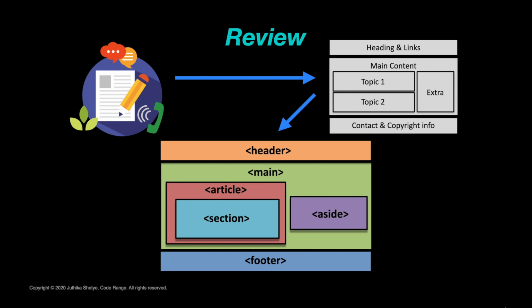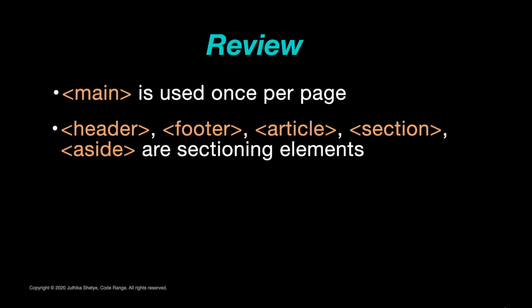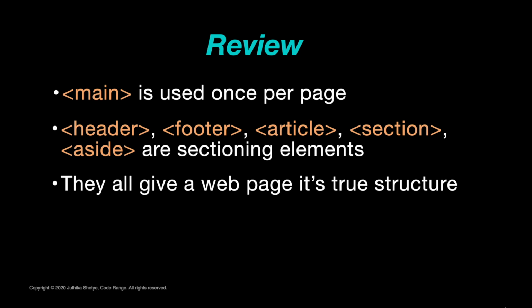The 6 major structural and semantic elements in HTML5 to build your web page are the main, header, article, section, aside, and footer elements. The main element is used once per page to wrap around the main content on that page. The header, footer, article, section, and aside elements are the 5 sectioning elements in HTML. They all are used together, nested inside of each other, in patterns and combinations that give the content of a web page its true structure.